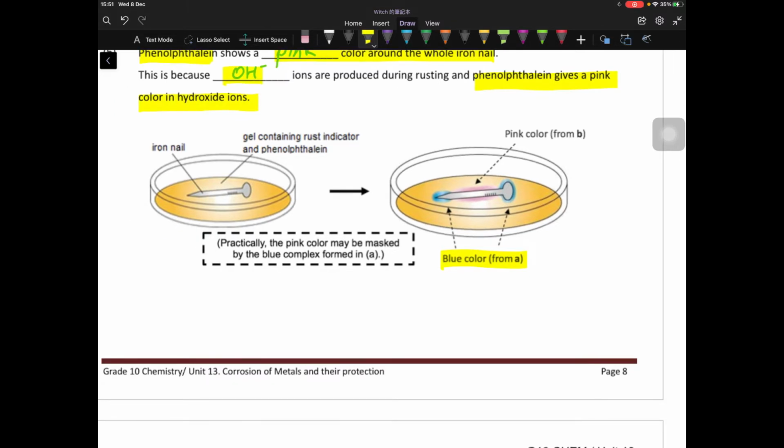Finally, some of you may wonder what is the function of the gel. The gel is used to prevent or slow down the diffusion. As we mentioned before, rusting is a slow process, taking a few days or even weeks. So if diffusion undergoes, then every color will mix together and make it difficult to observe. So the gel is used to slow down the diffusion.